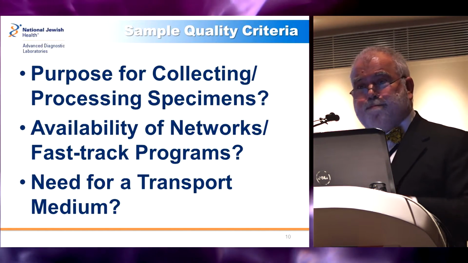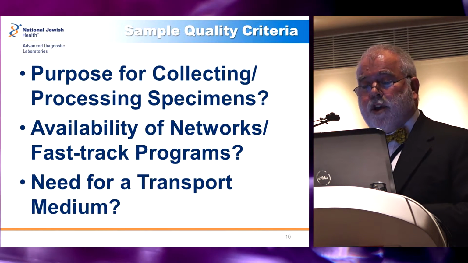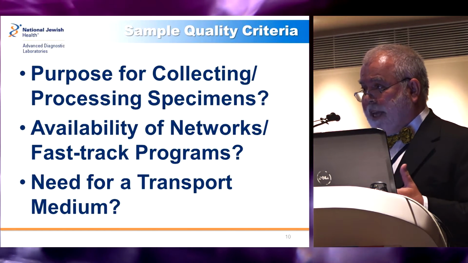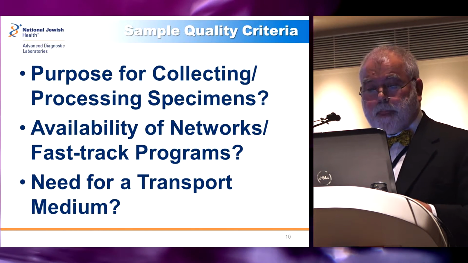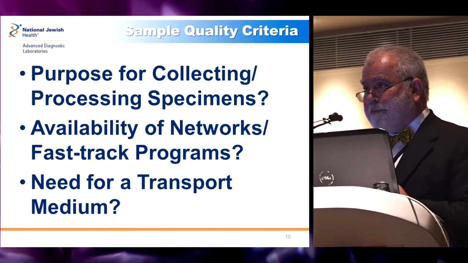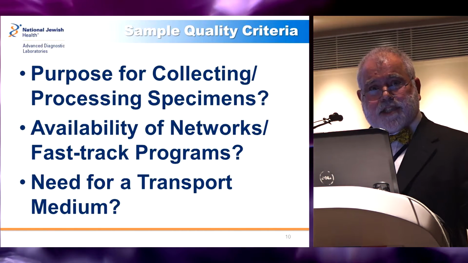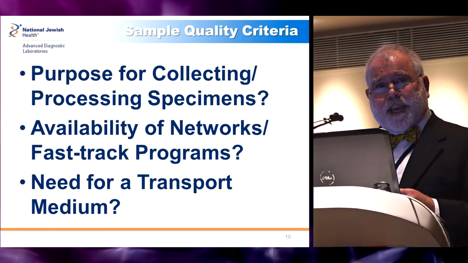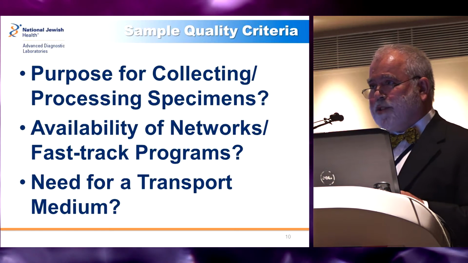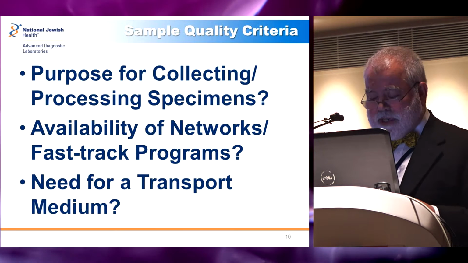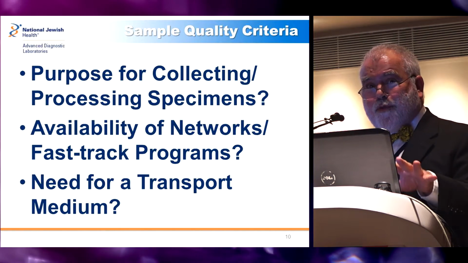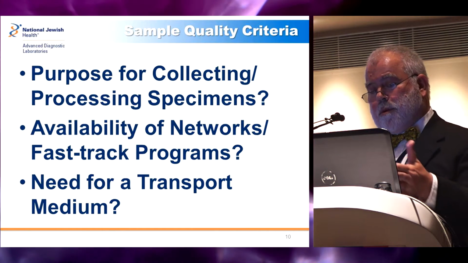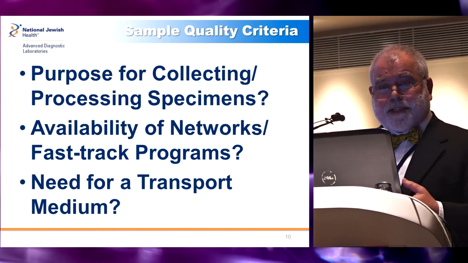Sample quality criteria: I just pose here 3 questions. Purpose for collecting and processing the specimen. It really matters for which purpose we actually collect that sputum. Is it for molecular, is it for smear, or is it for culture? Availability of networks, or other people say fast-track programs. I was in a session before where in one of the African countries they demonstrated with a transportation system that they were actually able to cut turnaround times from 3 weeks to 1 to 7 days. This is when you have a systems approach. And lastly, I would say this is a new field for us, the need for a transport medium. As we ship specimens more around, we need to look: is what we're currently doing really the best way?